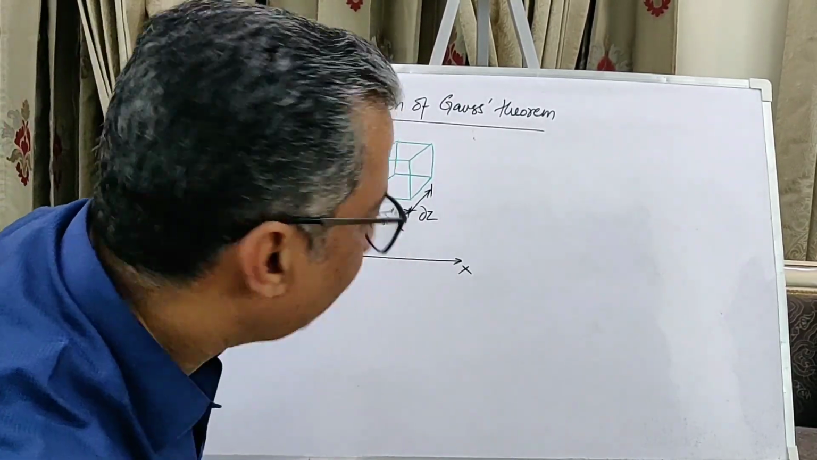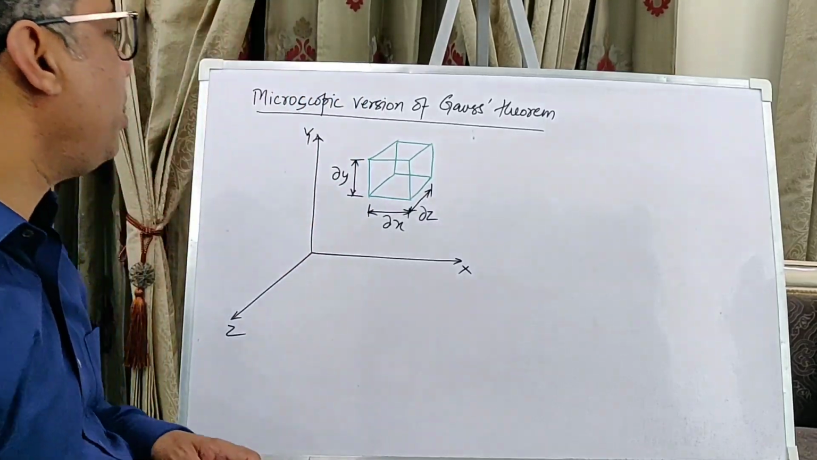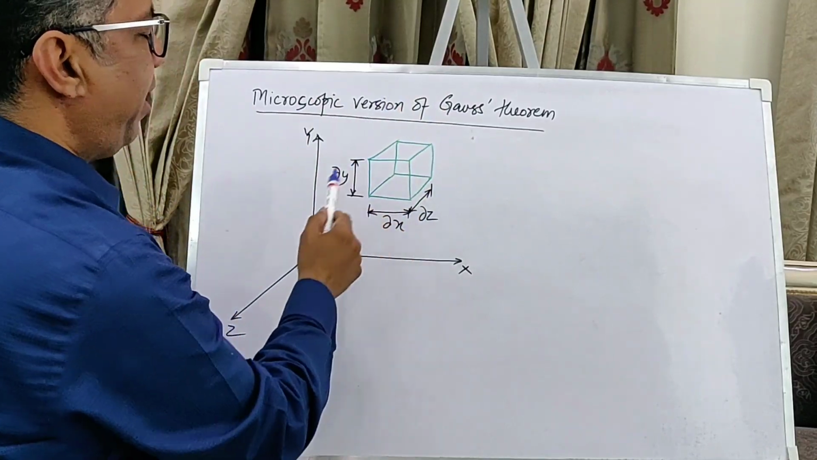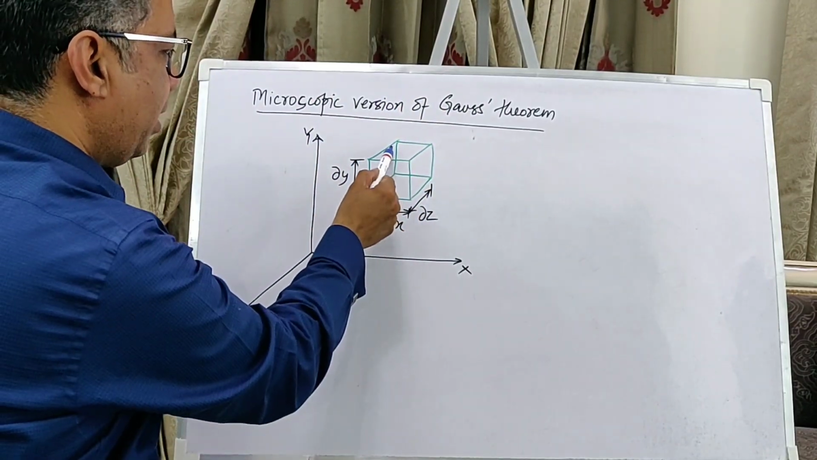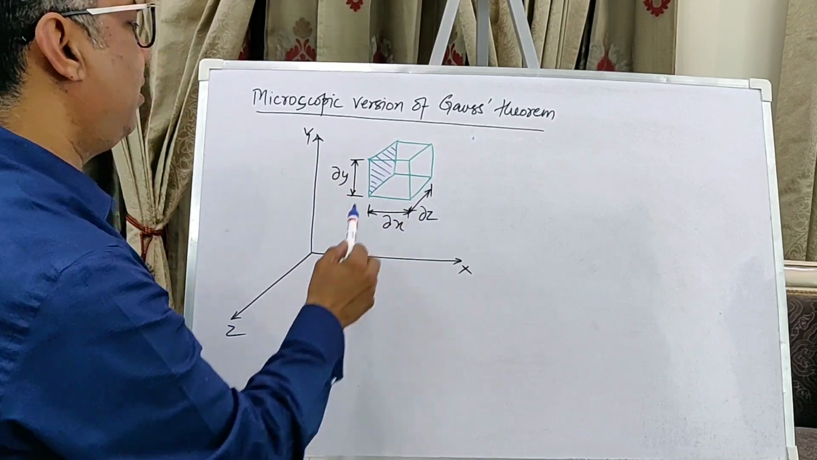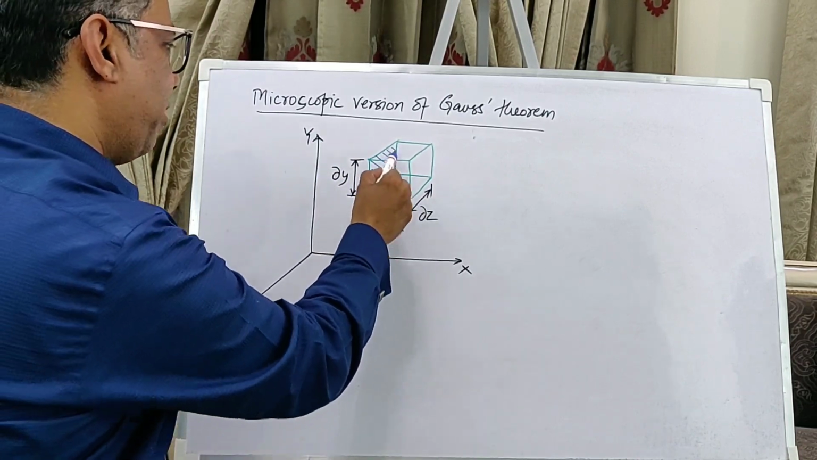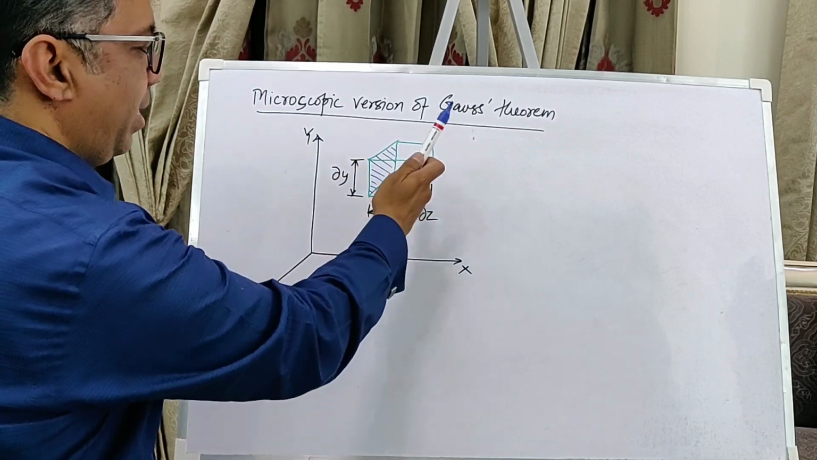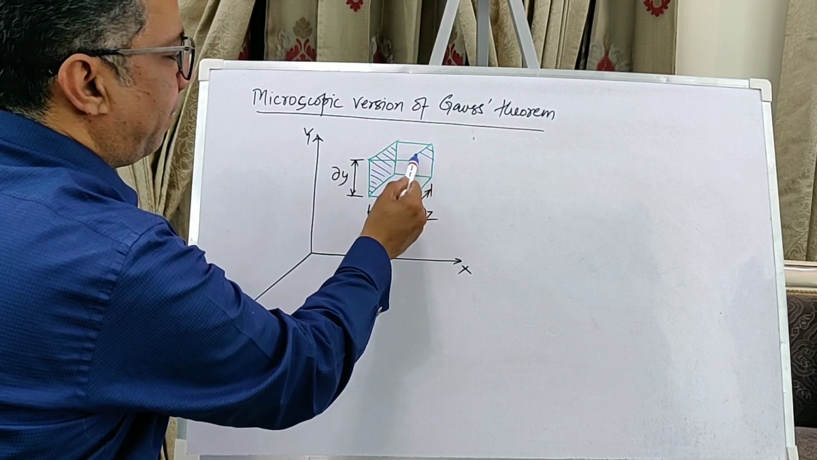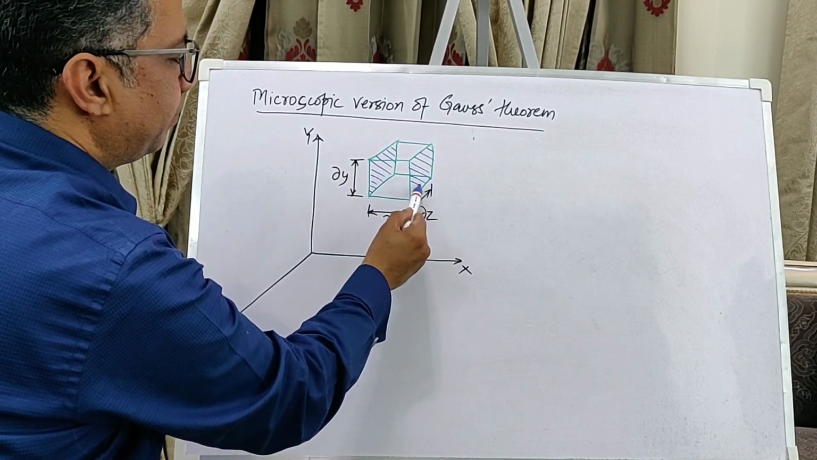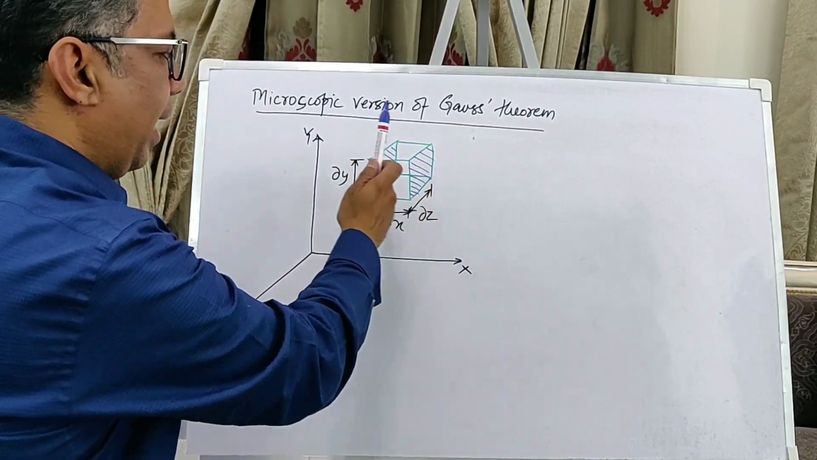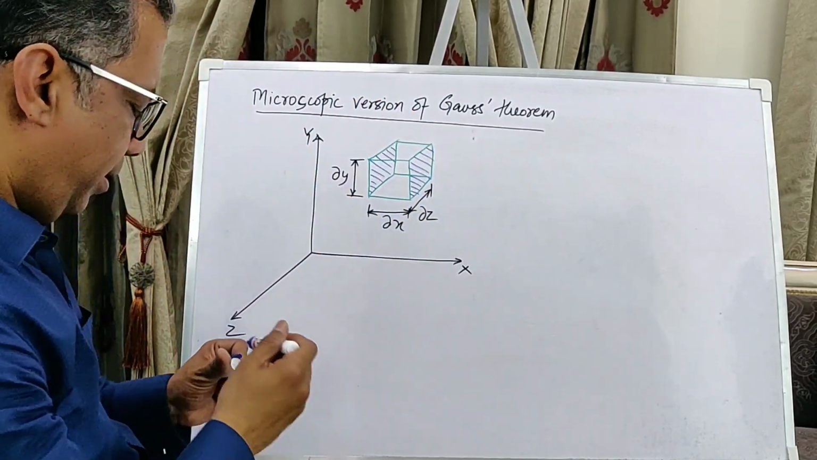Now, to start with, I'm going to consider two parallel faces of this cuboid. One is this surface here. This surface is parallel to the YZ plane and it's on the left side of the cube. And let's consider this surface here, which is again parallel to the YZ plane, and it's on the right side of the cube.